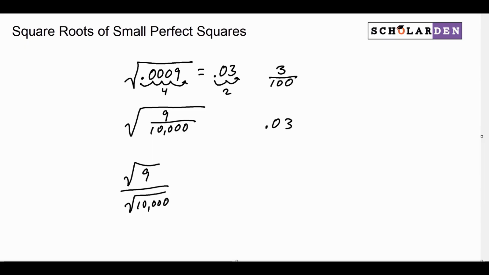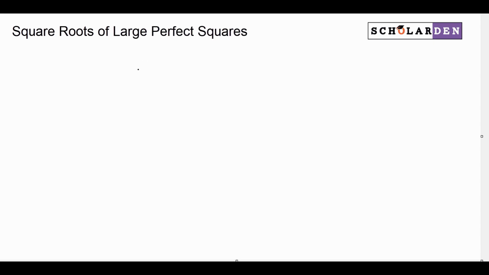Now we could also look at square roots of large perfect squares and notice a similar pattern. For example, let's take a look at 400. The square root of 400 is 20. And the thing to notice here is that if you have a large perfect square, a number with trailing zeros, you have to have an even number of zeros, in this case 2, and the square root is going to have half that number of zeros, in this case 1, a 0.